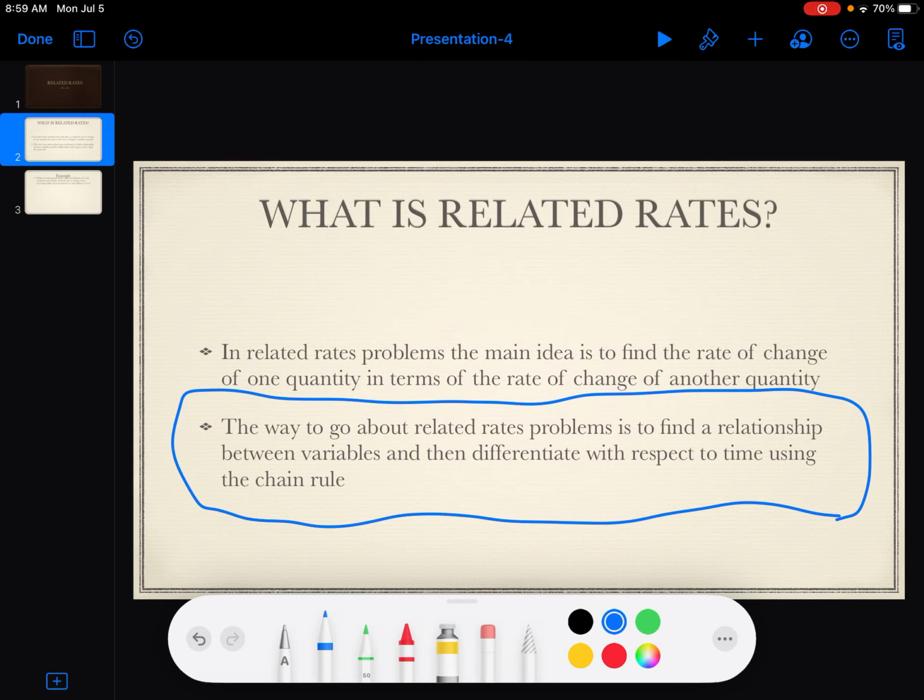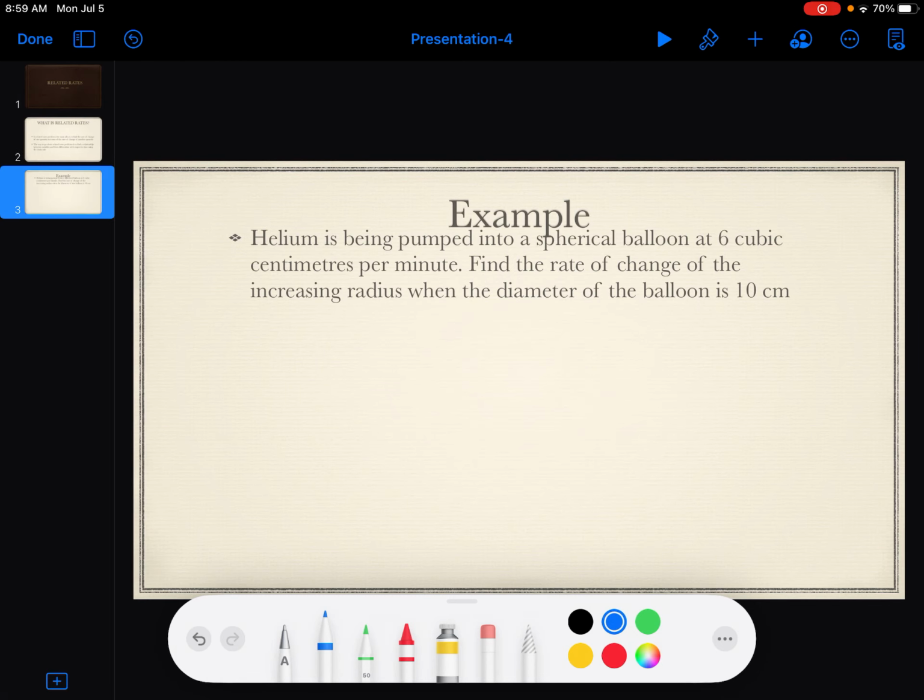So let me show you guys an example in this video of what I'm talking about. I'm going to go slowly and illustrate everything. Compared to more sophisticated related rates problems, this example isn't really that hard, but it's simple enough to illustrate the concept of related rates. So what do we have here? Well, we have this question saying: helium is being pumped into a spherical balloon at 6 cubic centimeters per minute. Find the rate of change of the increasing radius when the diameter of the balloon is 10 centimeters.